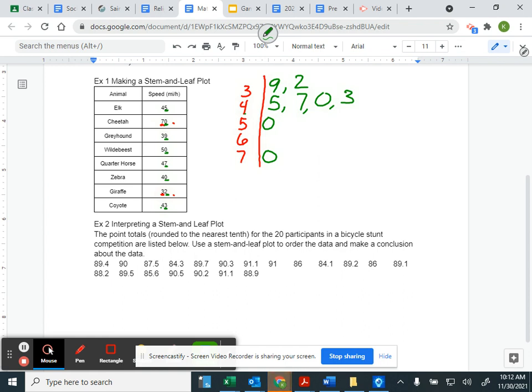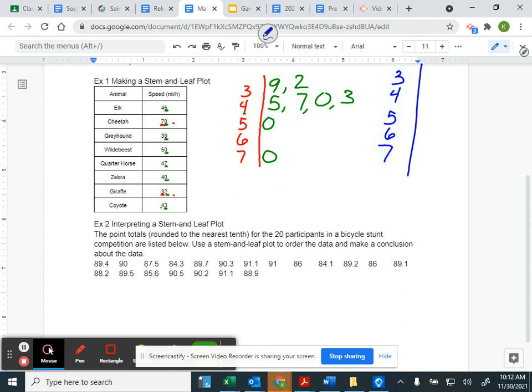So when we look at this, we say it's unordered because it's not in order. So you do your unordered like that. You just look at which row you're going to put that ones digit, you put your leaf on. Then we're going to rewrite it, but this time we're going to put it in an ordered fashion.